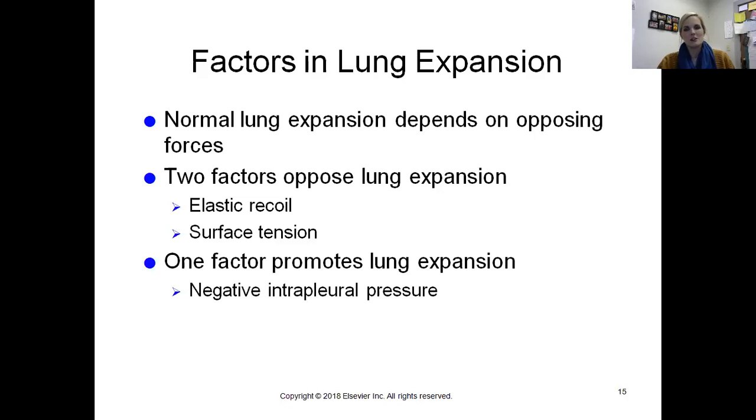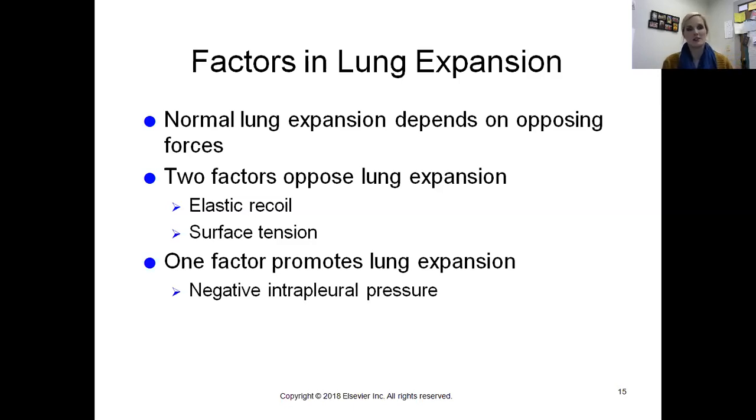Okay. So normal lung expansion depends on opposing forces. What I mean by that, you guys will see this on page 412, and we'll talk a little bit more about it. Well, it talks about it actually on page 411. But there's two factors that oppose lung expansion. Here's why our lungs will expand, and not expand too much, just to what they need. We have what's called elastic recoil of our lungs.